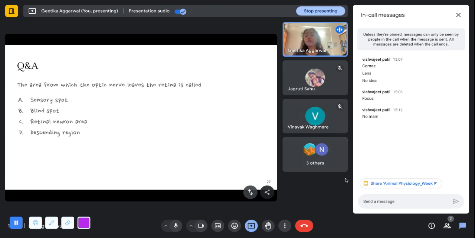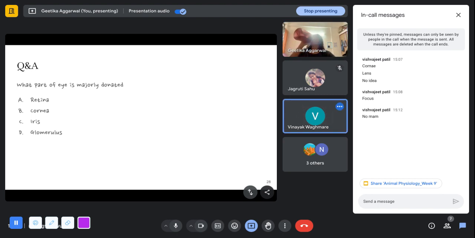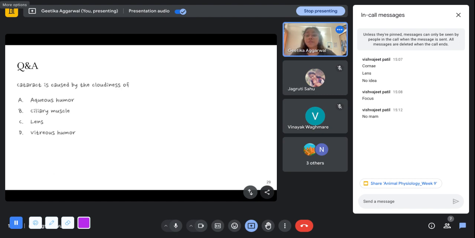Moving on, the area from which the optic nerve leaves the retina is called what? What is that point called where the optic nerve leaves the retina? Could be blind spot. Yes, it is the blind spot, because that is the point where there are no rods and cones present, so no image is formed. What part of the eye is majorly donated? Cornea. Correct. As we discussed, when we talk about eye donation, it's mostly the cornea that is being donated.